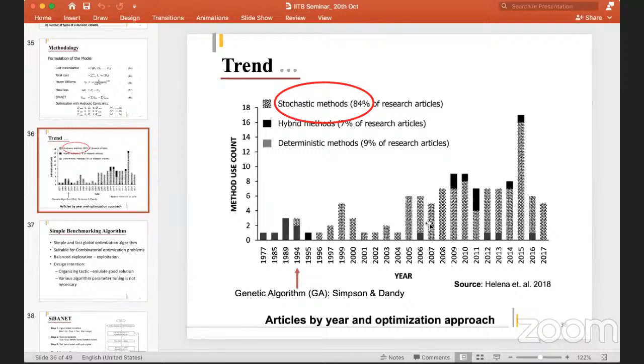Sorry, can you hear me? Can't hear you. Am I audible to everyone? Yes, much better now. Yes, you are audible. Okay, if I was not audible enough previously for the answer about the y-axis, I'm answering again: the y-axis is the number of research articles that use stochastic methods.